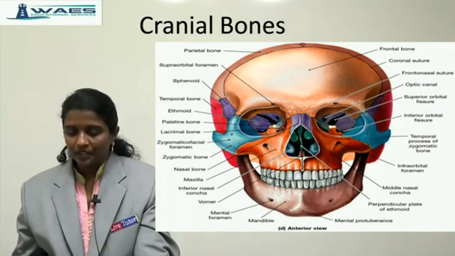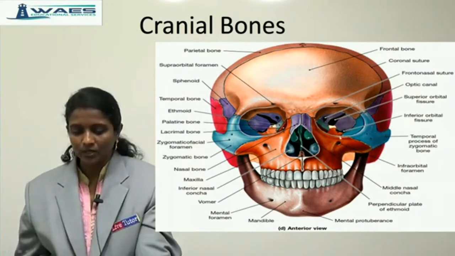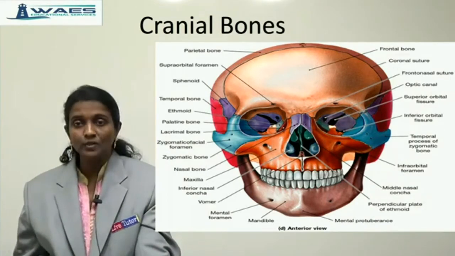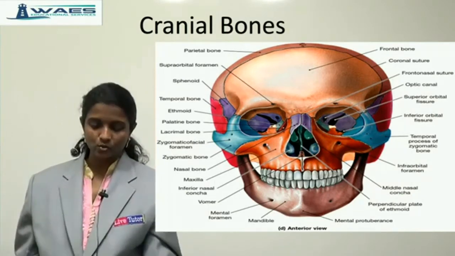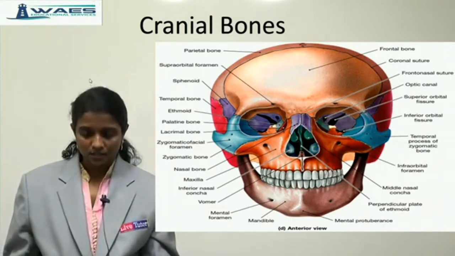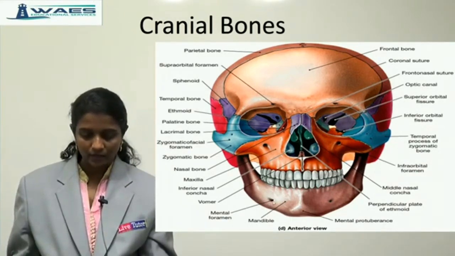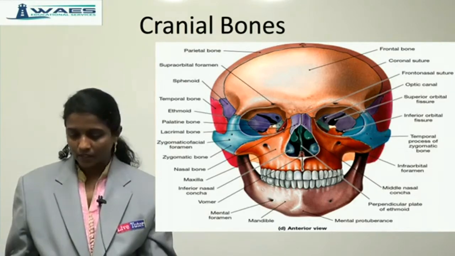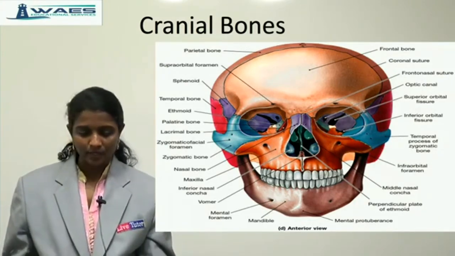Then these are some of the fissures and foramen. Foramen means a slit. You can see that it's a slit through which blood vessels and nerves get in and out. Those are the slits where it communicates with the rest of the body. So in the mandible you have a mental foramen, and in the maxilla we have the infraorbital foramen, likewise.